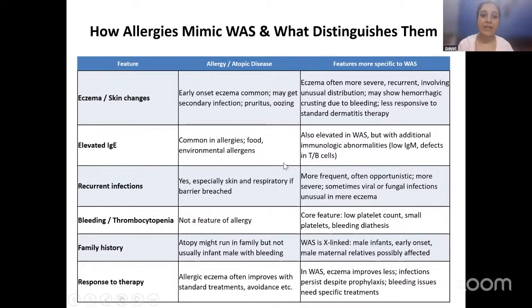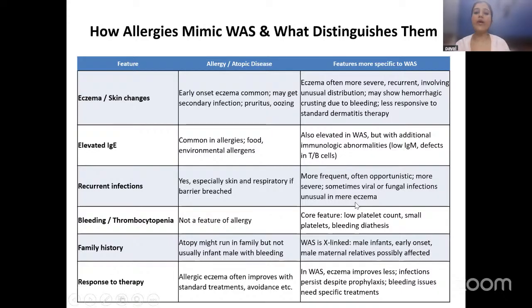Then again, in atopic diseases, you may have elevated IgE, but it is also elevated in WAS. But at the same time, you have to get a complete panel. What usually happens when you're suspecting allergies is that we send an isolated IgE. If you do a complete panel, there will be low IgM but raised IgE. Recurrent infection, yes. Somebody who has atopy will tell you that they have recurrent respiratory infections as well. They will tell you they get repeated cough, cold, asthma, bronchitis.